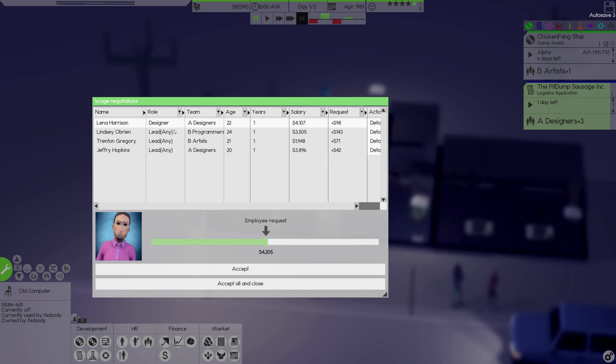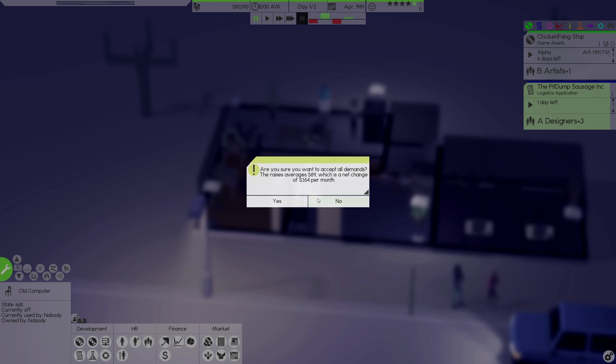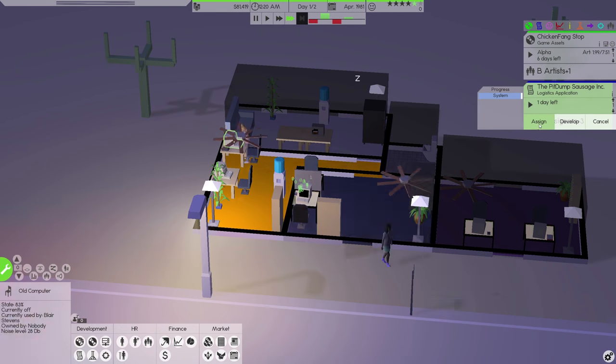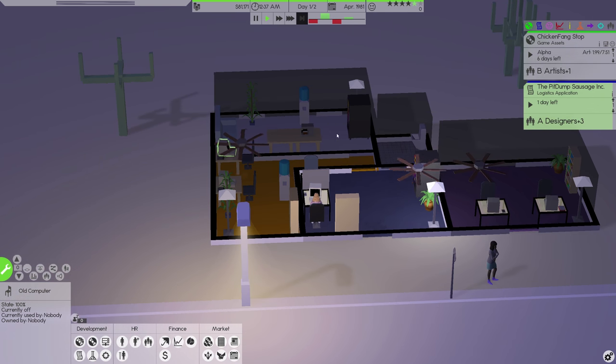Oh boy, okay. So, you all want... yeah, you're all leads now. I can see that. Sure. Accept all and close. If it makes you happy. The raises average on 89, which is a net change of 354 per month. You know what? That's fine. I'm not going to argue with my workforce now.